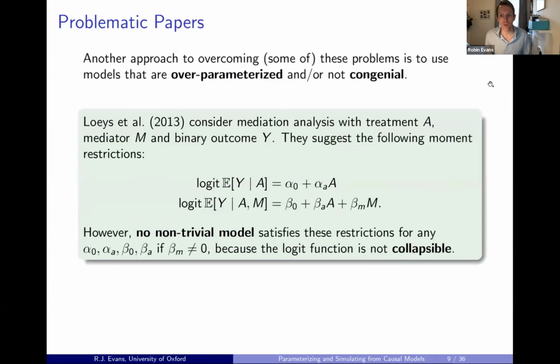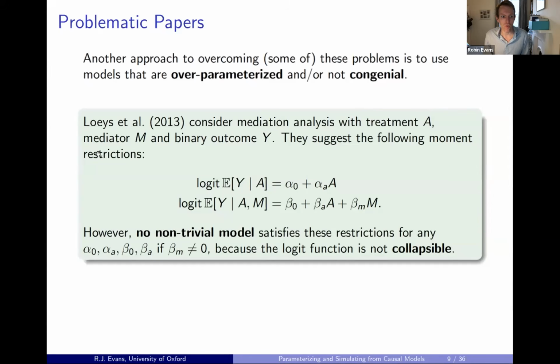Another approach that people take generally when they're interested in doing inference is to propose models that are over-parameterized, and therefore generally not congenial. What do I mean by that? Well, a congenial model is one where for any combination of the parameter values, there is a distribution which represents the restrictions that you've imposed, whereas an uncongenial one tends to give too many restrictions, and there may not exist a distribution that satisfies them all.